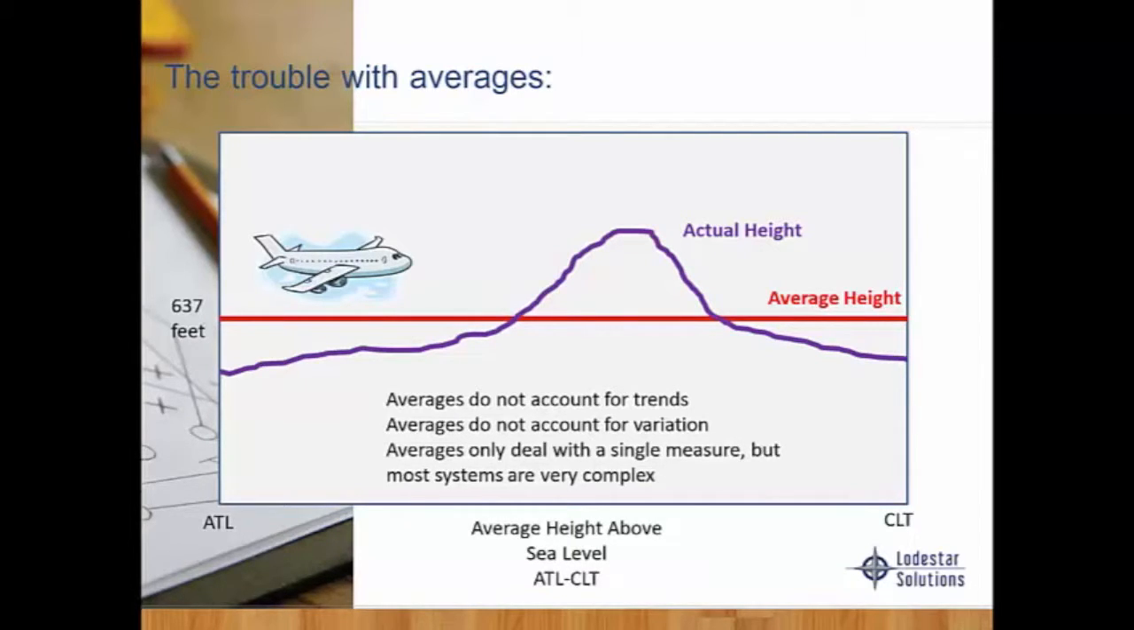So if I'm a pilot and I'm trying to fly between Atlanta and Charlotte, and the average elevation of the ground is 637 feet, if I stay 10 feet above that, I should be able to go just fine, right? Well, no, because we have these nasty little things in between, like Stone Mountain and mountain ranges, so the height of the ground gets up much above that. We have variation above and below that average, and it's the variation that averages don't do a very good job of addressing. Trends are also things that averages don't do a good job of addressing.